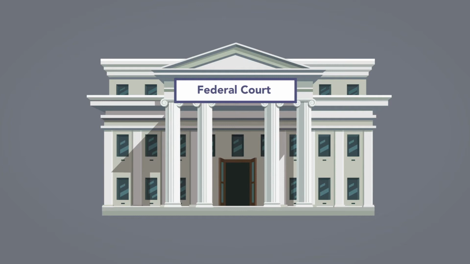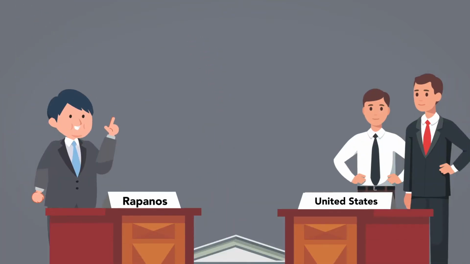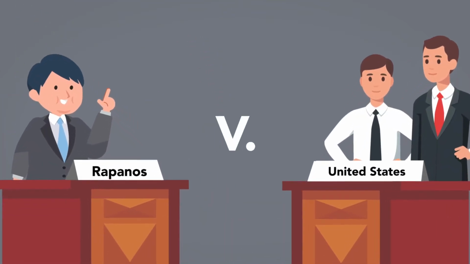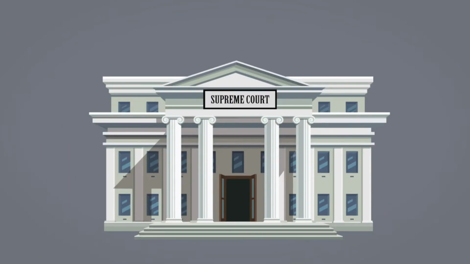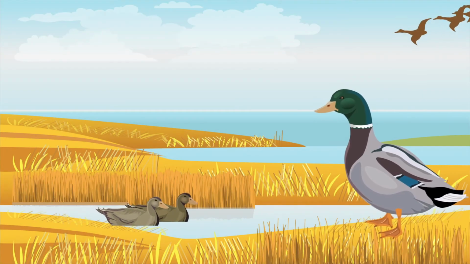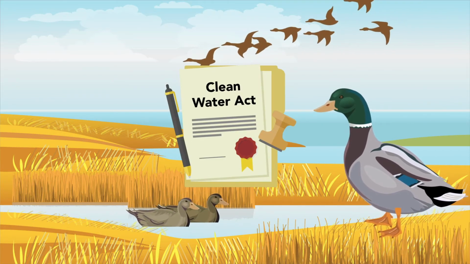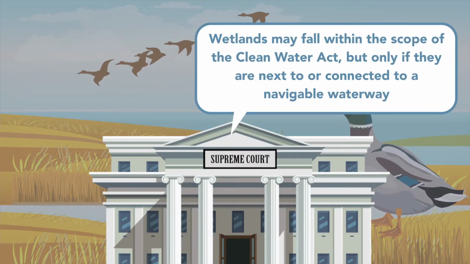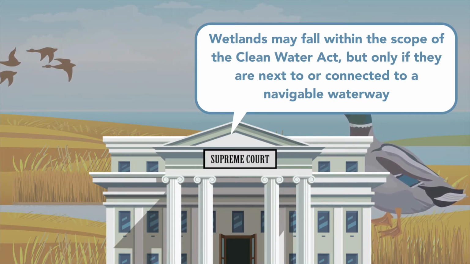Over time, the federal courts have had several opportunities to define exactly what qualifies as waters protected by the Clean Water Act. In the landmark case of Rapanos v. United States, the U.S. Supreme Court was faced with the question of whether an isolated wetland could be regulated under the Clean Water Act. The court ruled that wetlands may fall within the scope of the Clean Water Act, but only if they are next to or connected to a navigable waterway.